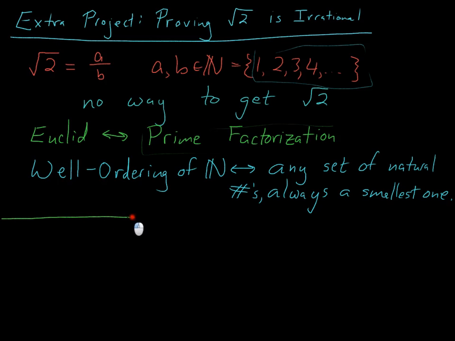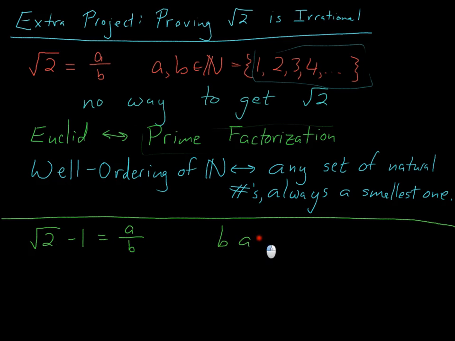Instead of doing square root of 2, let me actually do square root of 2 minus 1. It's a little more convenient. Basically, it's going to let us do our rationalizing the denominator stuff. So let's say that we've somehow managed to write this as a fraction a over b, and we're going to write it where b is as small as possible.